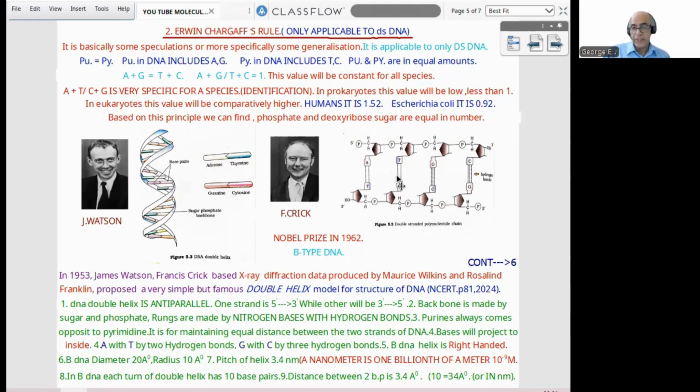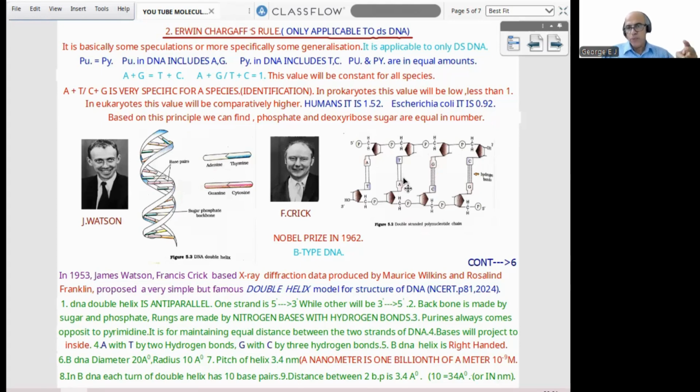B-DNA diameter is 20 Angstrom, radius is 10 Angstrom. Pitch of the helix is 3.4 nanometer. And a nanometer is 1 billionth of a meter, another common question, 10 raised to minus 9 meter. In B-DNA, each turn of the double helix has 10 base pairs. Distance between two base pairs will be either 3.4 Angstrom or 0.34 nanometer.